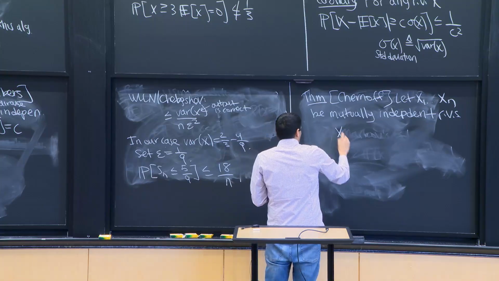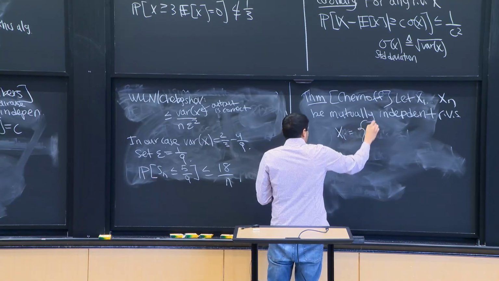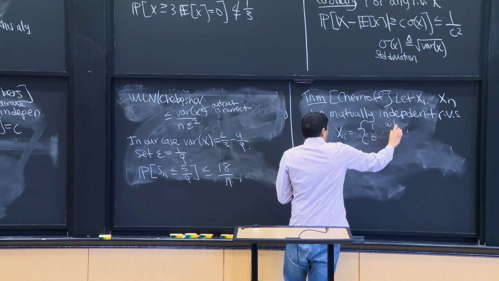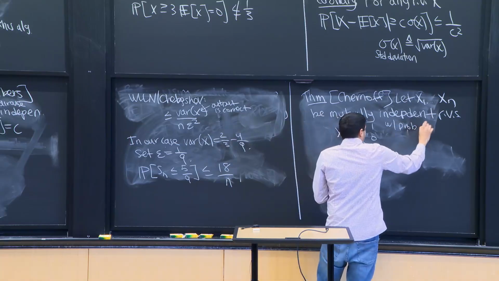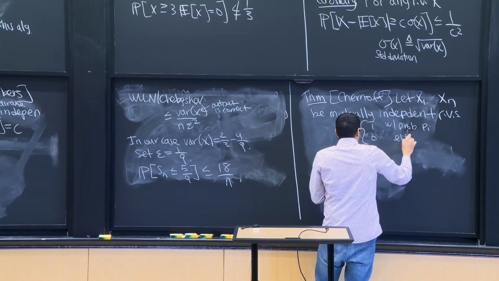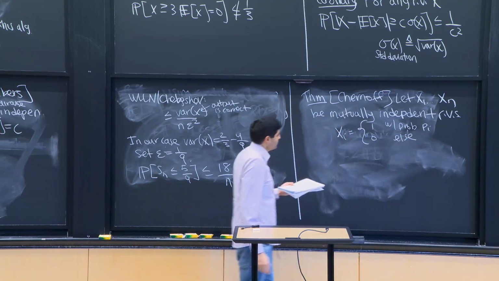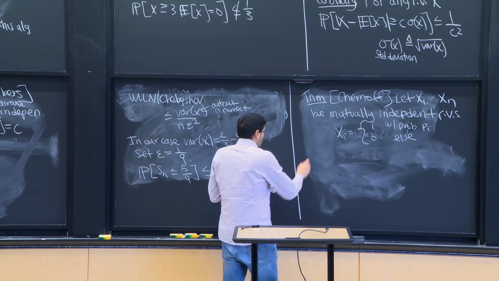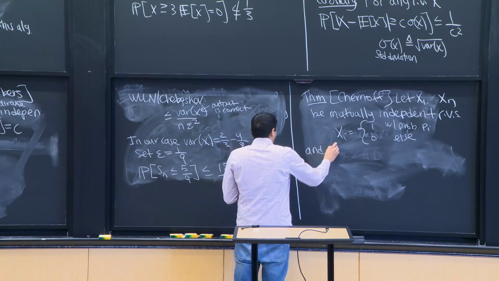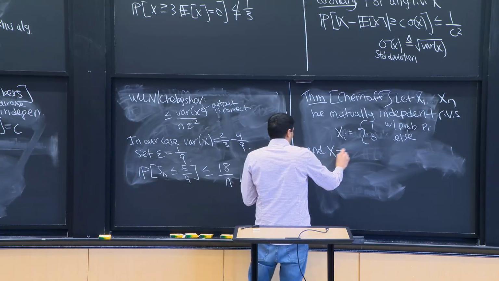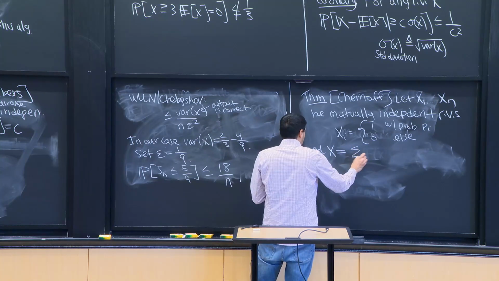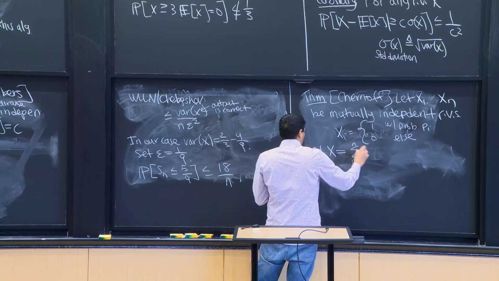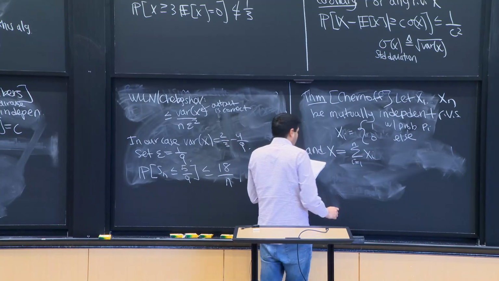And let's just say that xi is equal to 1 with probability pi, and otherwise it's equal to 0. Now I'm going to do the same type of thing I did before. I'm going to look at some kind of average or sum of these random variables. So let me look at capital X, which is the sum from i equals 1 to little n of xi.